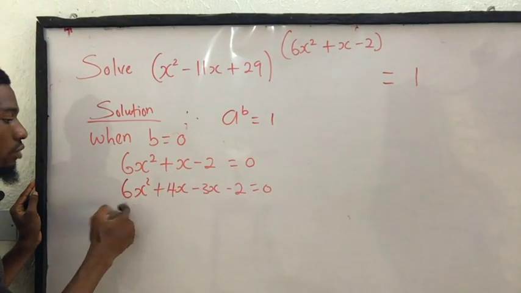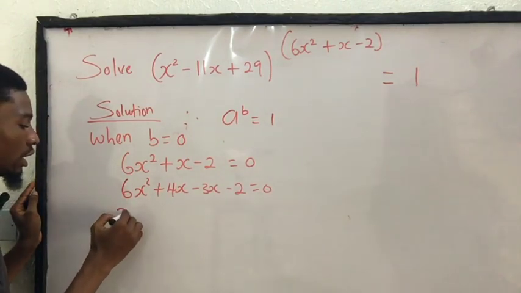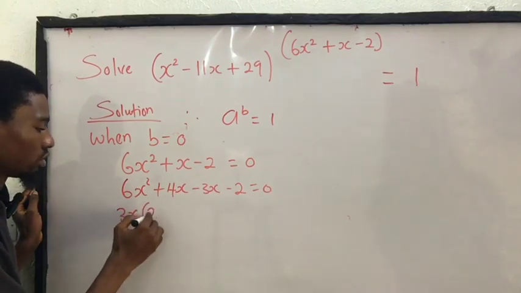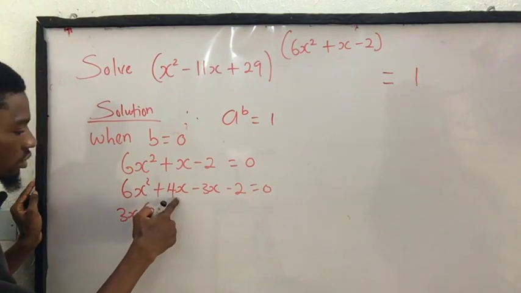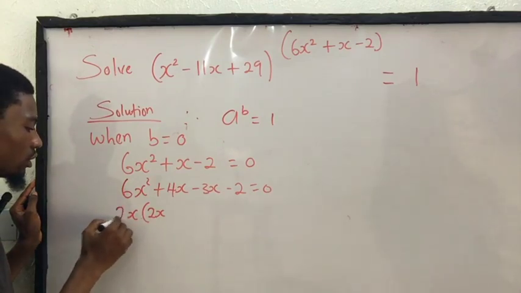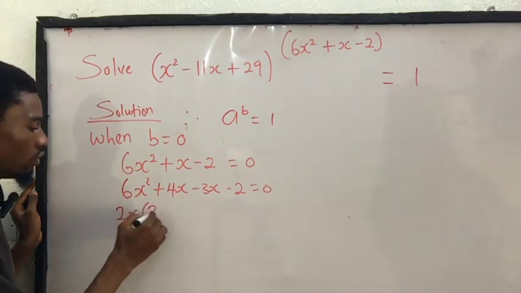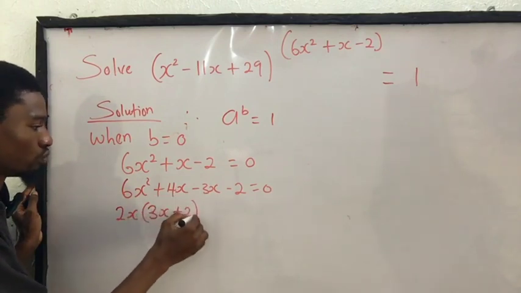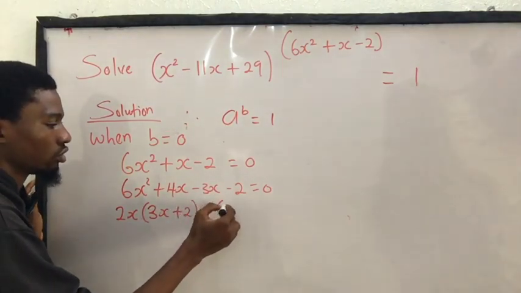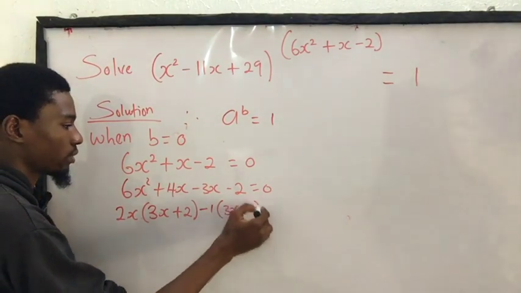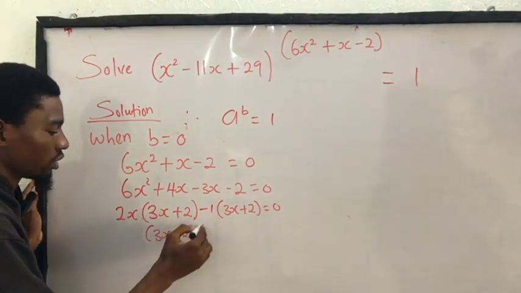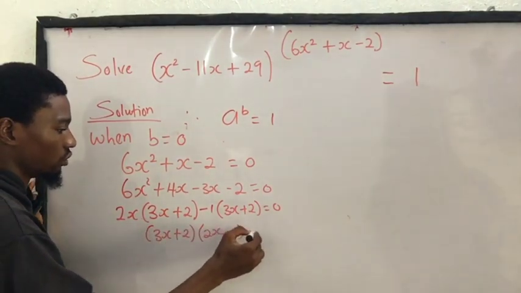From the first two terms, we factorize 2x out, so that here you are left with 3x plus 2. For the last two terms, you can only factorize the minus 1 out, and you are left with 3x plus 2. So this is (3x plus 2)(2x minus 1) equals 0.